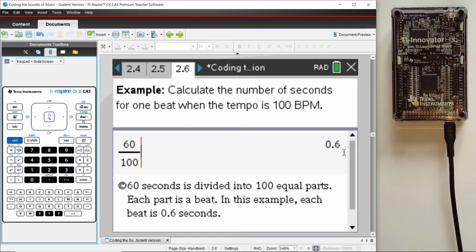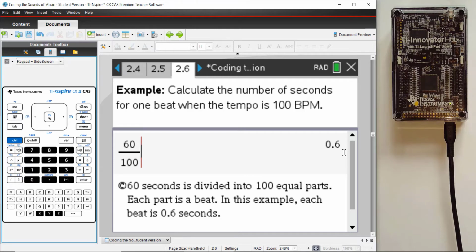That means it takes 0.6 of a second for your foot to tap if you're tapping at 100 beats per minute. Or if you're a musician, it means that the note that you play on your instrument will last 0.6 of a second. So think of it like a piano key striking the string in the piano to make a note. That has to last just 0.6 of a second.